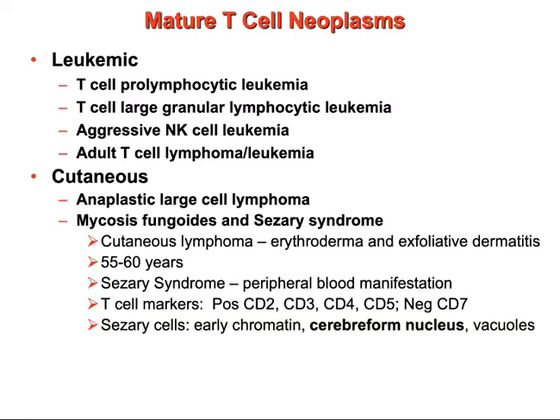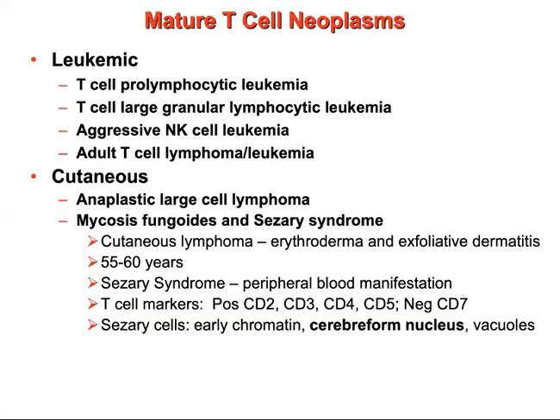Mature T cell malignancies can also be cutaneous. There's the anaplastic large cell lymphoma and the mycosis fungoides and Sézary syndrome. Mycosis fungoides and Sézary syndrome are cutaneous lymphomas that show erythroderma. By cutaneous, what that means is that it involves the skin. So some of these lymphomas will affect the skin of the patient.